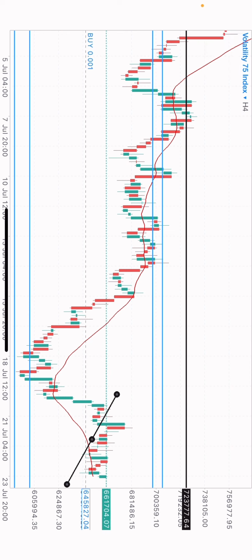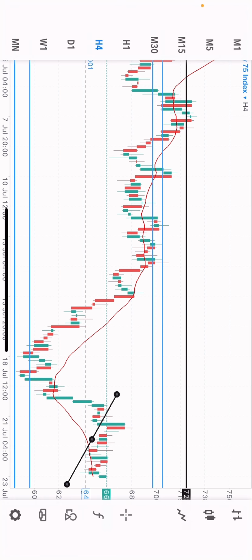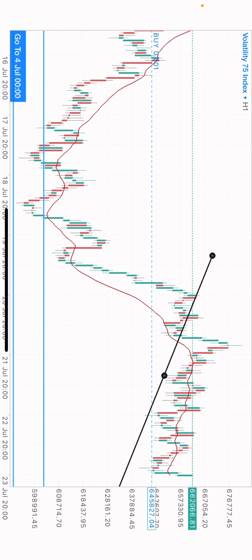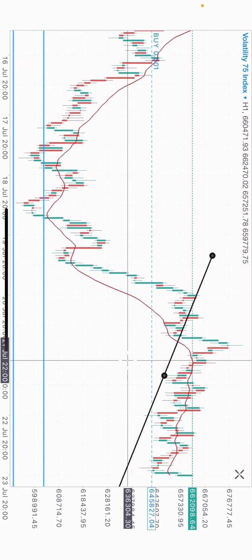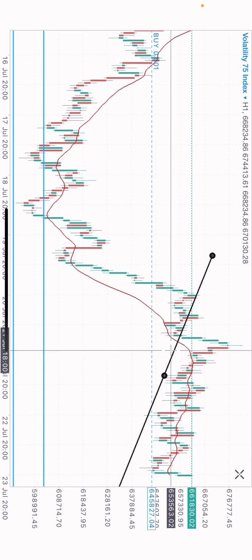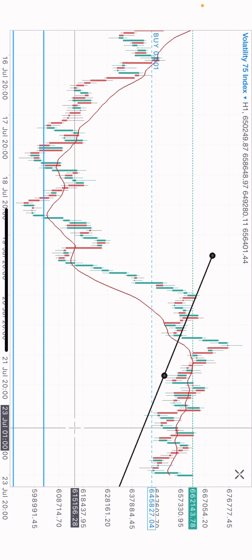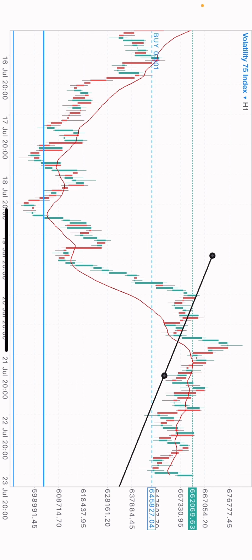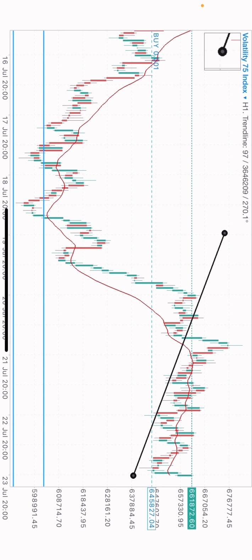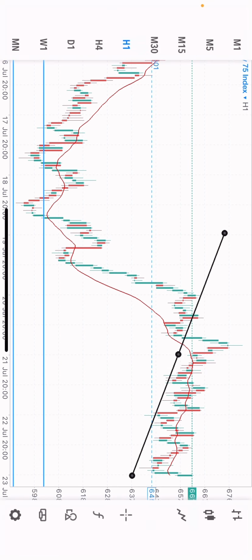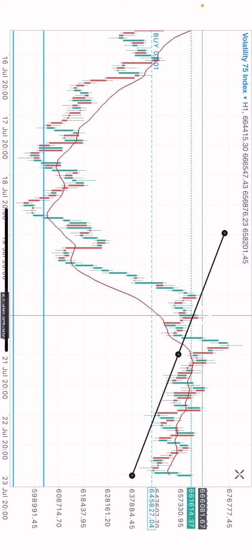See now, somewhere here, there is a rejection zone. If I go to H1, you will be able to spot it very well. Look at it. On this H1, you see there is a rejection here. This place also, there is another rejection level here.